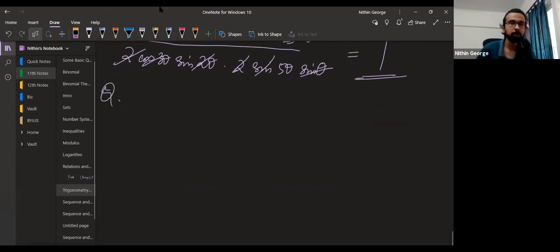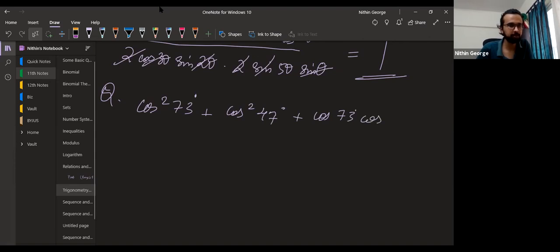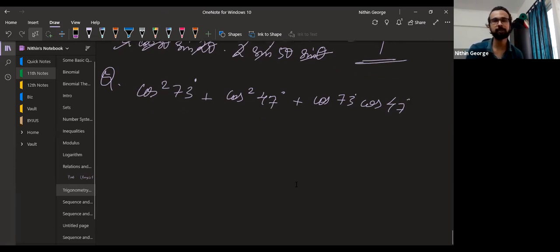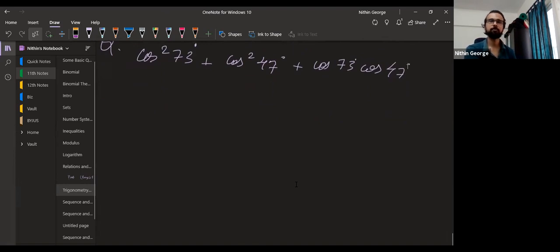So, now, cos square 73 plus cos square 47, all in degrees, okay? Plus cos 73 cos 47. Okay, what do you do here? What is the value of cos square 73 plus cos square 47 plus cos 73 cos 47?